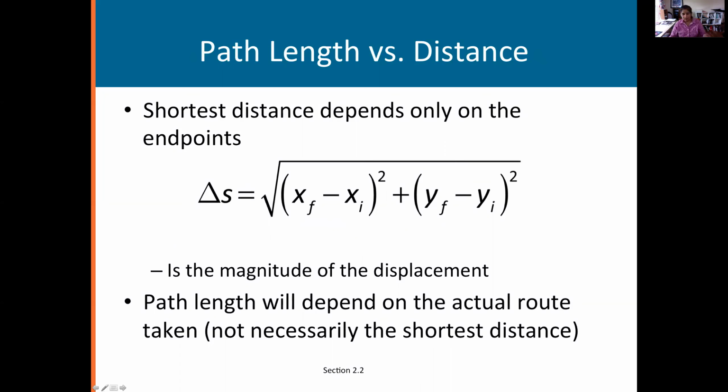So 3 things. We have learned displacement, which is final position minus initial position. We have learned path length, which is the actual length traveled, the entire distance. We have learned a distance formula, which is the shortest line joining any 2 points. And this distance is the same as the magnitude of the displacement.